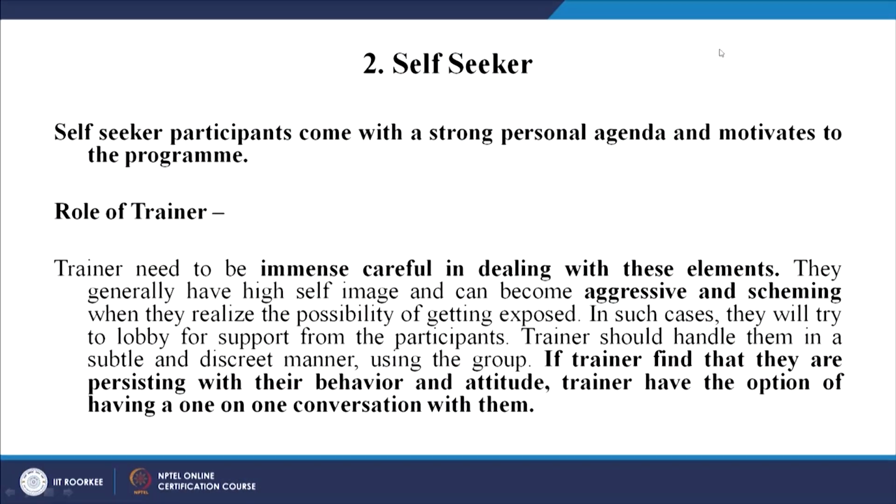If the trainer finds that they are persisting with their behavior and attitude in spite of all these tricks and techniques, the trainer has the option of having a one-on-one conversation with them, and has to ask, what is the problem with you, why are you doing so? In that case you may come across a very logical reason, and then as a trainer you are supposed to solve that particular problem of that particular trainee.